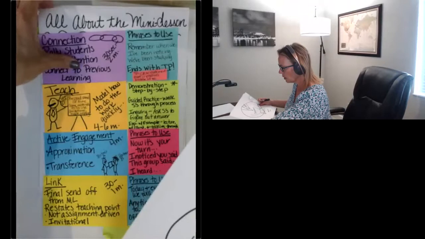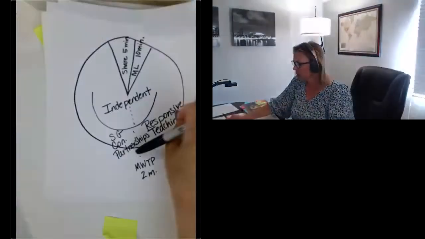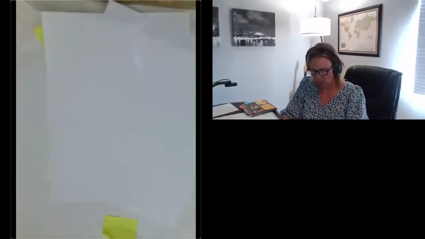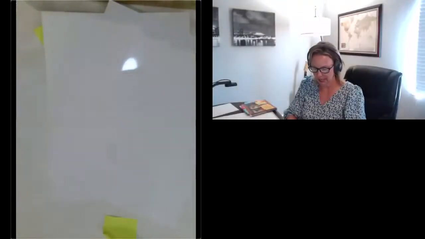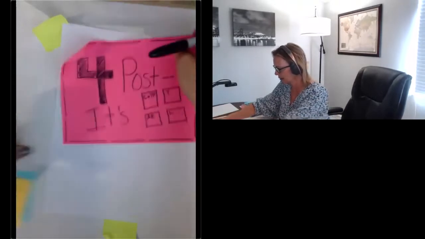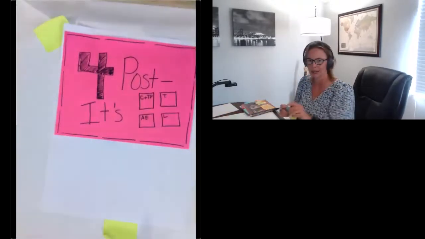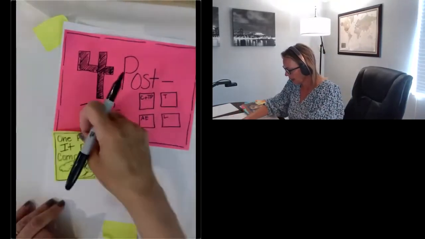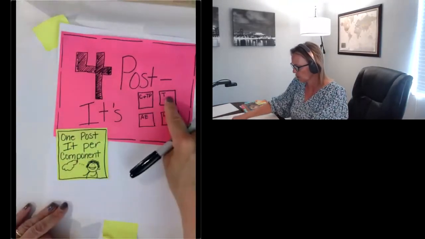Finally, I want to share with you just really briefly how I plan in my unit of study. I use the 4 post-it method, but I'm going to be honest, when you look at it, you'll see I have a few more post-its, but it'll make sense in just a second. It's where each post-it is for a component.